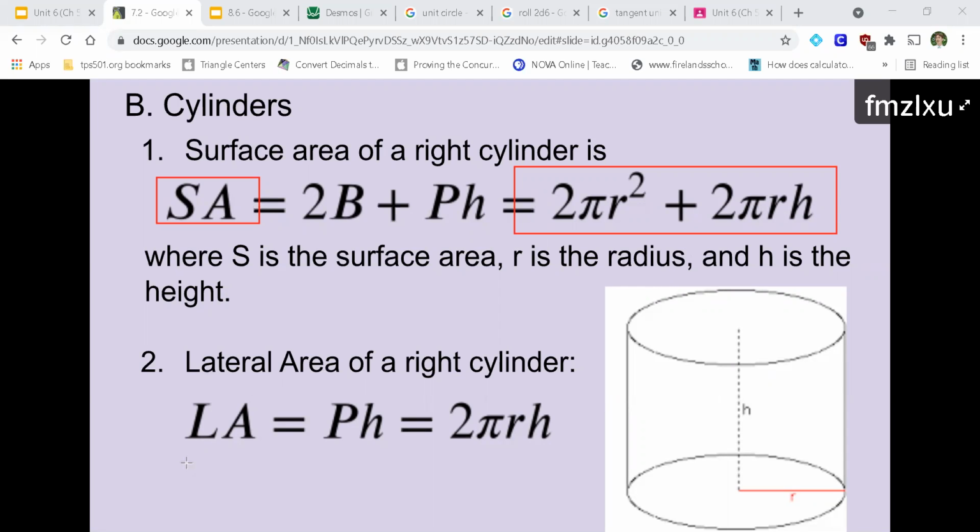For lateral area, same idea. It's just PH. And again, we know for a cylinder, the perimeter is 2 pi r. So for lateral area, it's just 2 pi r h.